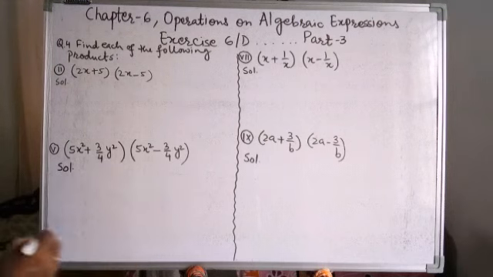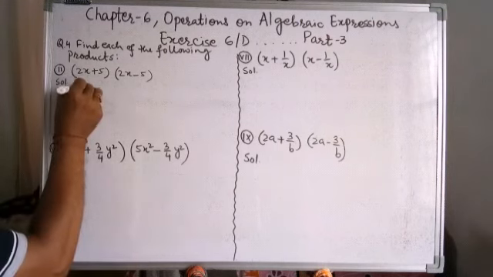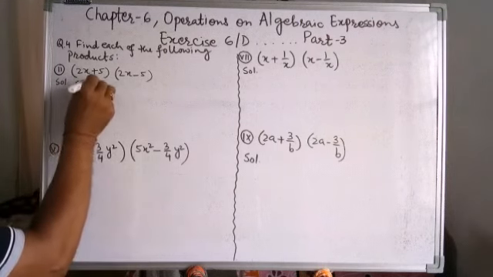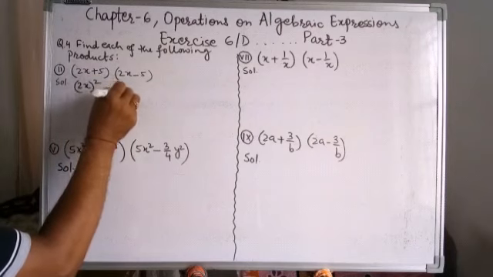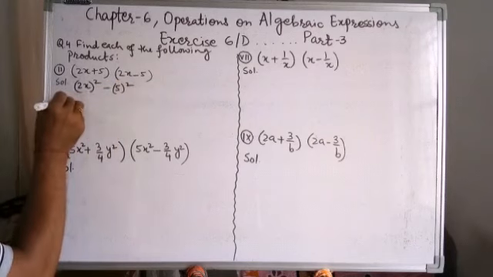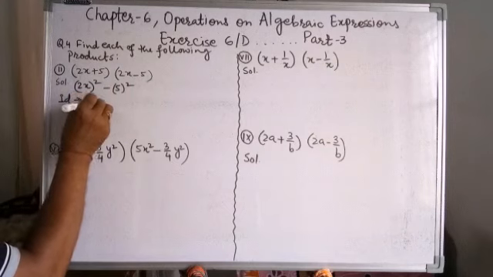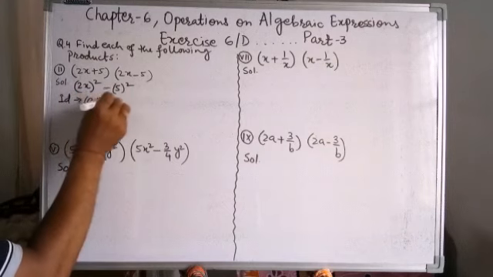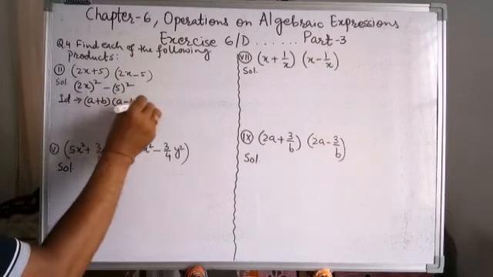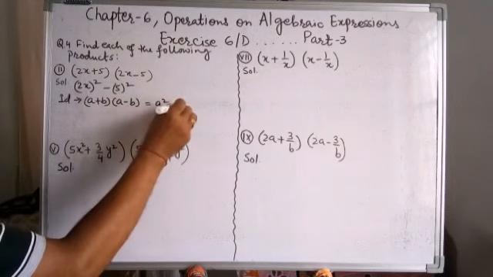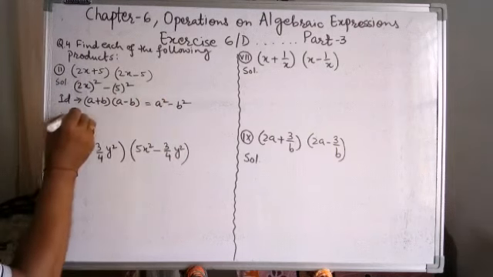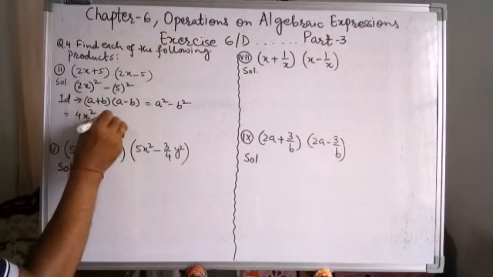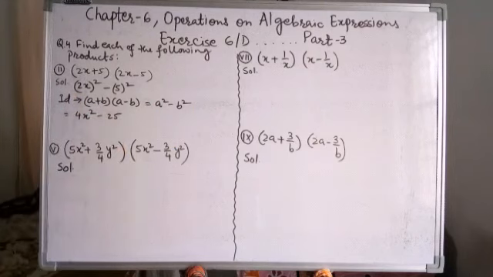Now question number 2. This can be written as (2x) whole square minus 5 square, using the identity (a plus b)(a minus b) equal to a square minus b square. Now their product is equal to 4x square minus 25.